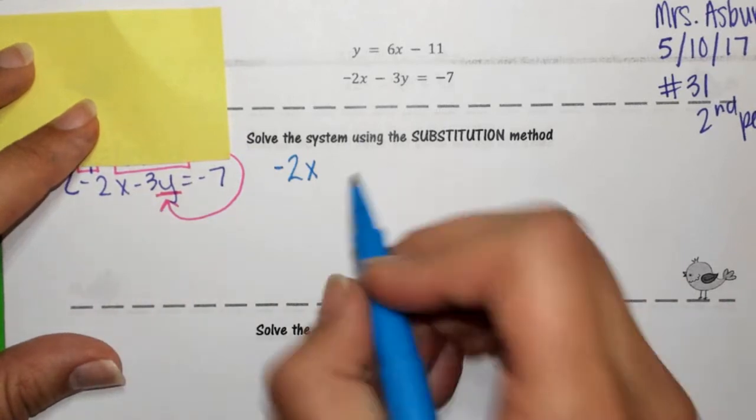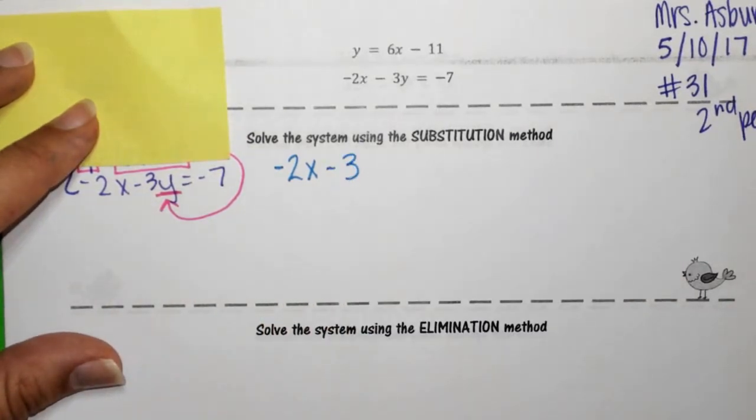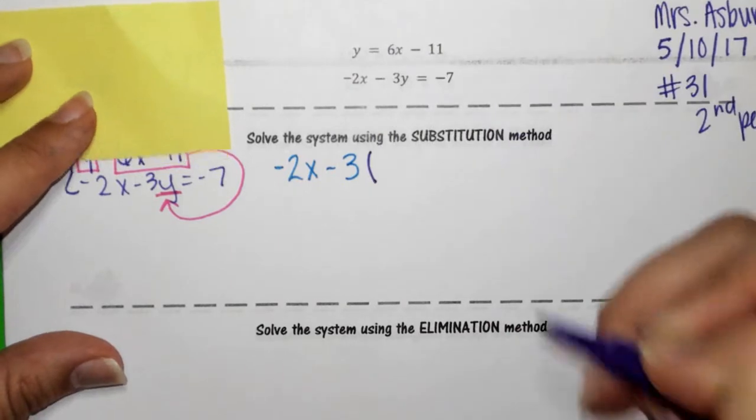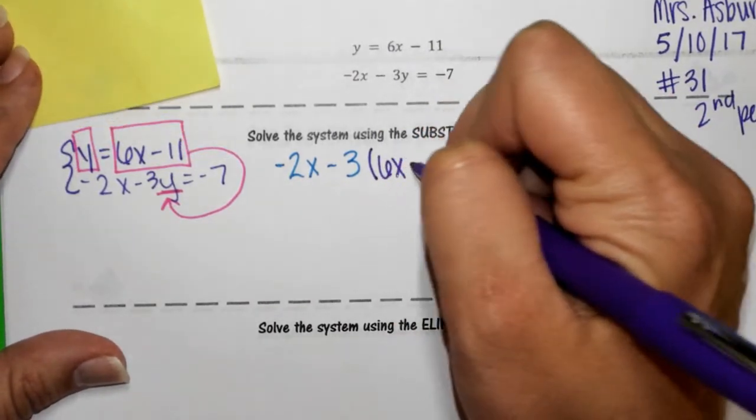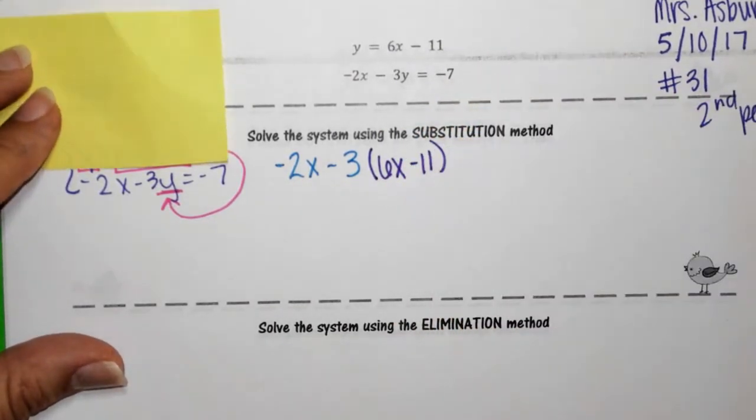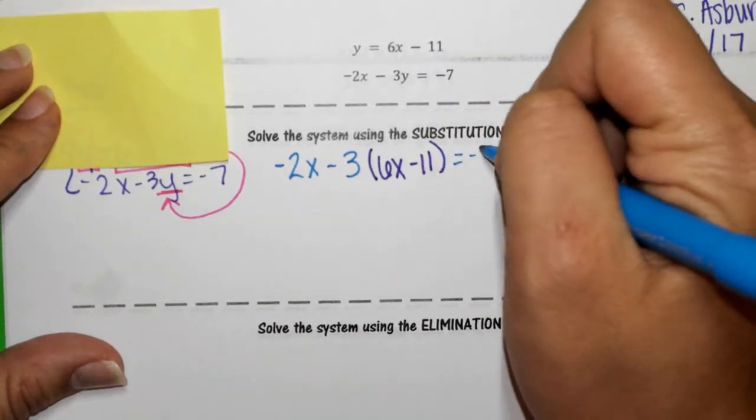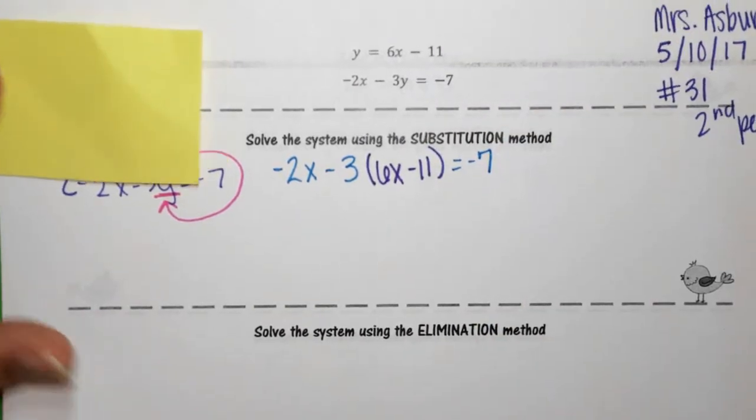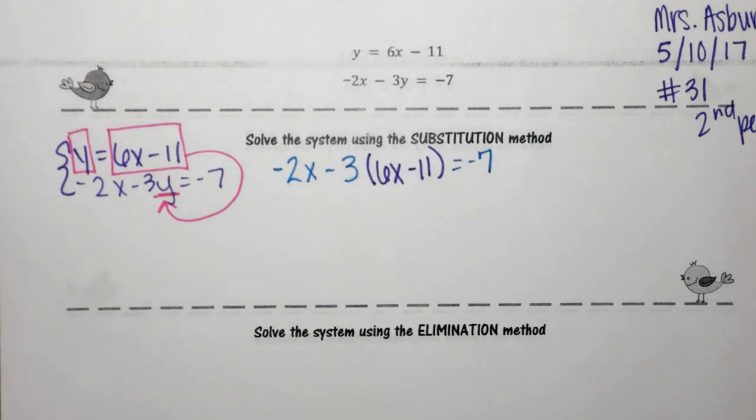Negative 2x, minus 3, parentheses, 6x, minus 11, close parentheses, equals negative 7. All right, do we agree or disagree?